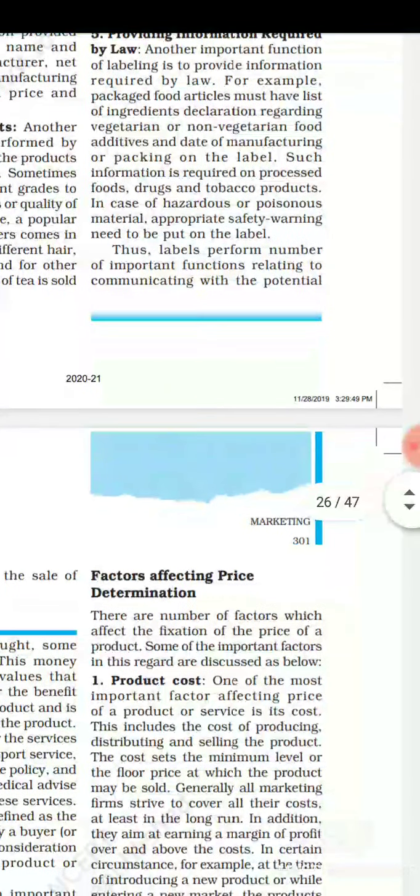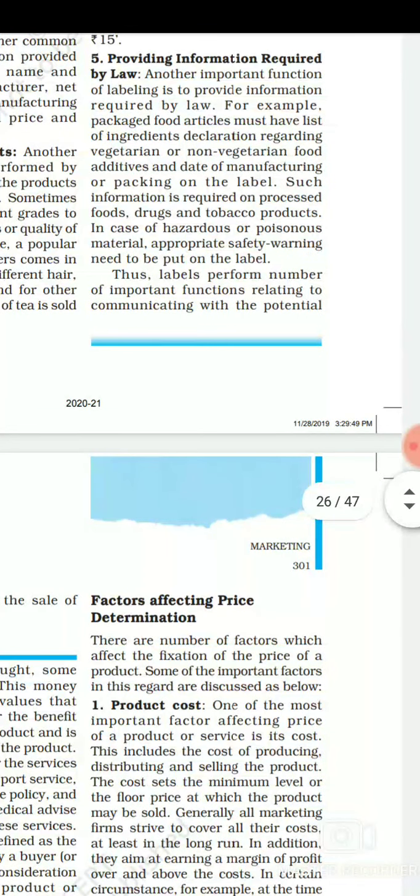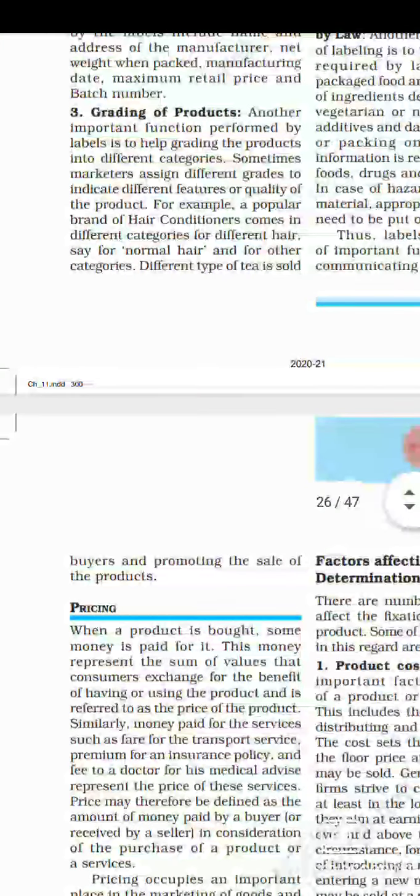So all that information which is legally required to be informed to the customer is provided on a label. Now these are all about the different functions a label performs. Children, you need to understand what a label is. A label is basically a way of providing information related to the product, right?